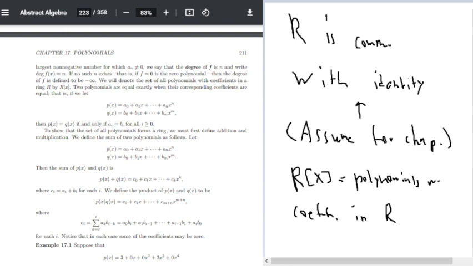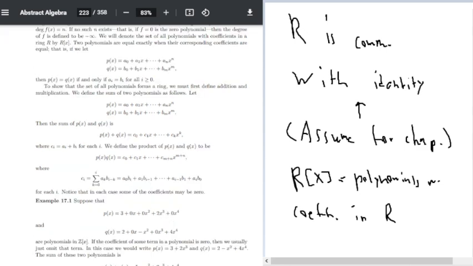Anyways, to show that the set of all polynomials forms a ring, we must first define addition and multiplication. We define the sum of 2 polynomials as follows. Let p(x) equals a_0 plus a_1 x plus on to plus a_n x^n, and q(x) equals b_0 plus b_1 x plus all the way on to plus b_m x^m. Then the sum p(x) plus q(x) is equal to c_0 plus c_1 x plus all the way on to plus c_k x^k, where c_i is equal to a_i plus b_i for each i.